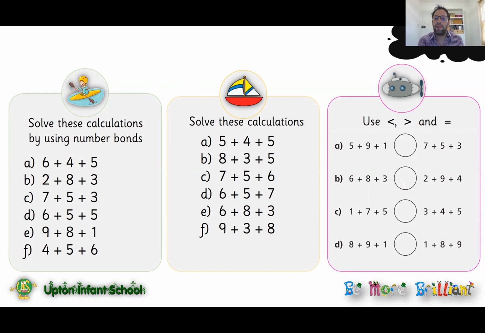Okay. And on to the final challenge. Well, you've got a few things to do here because you have got to solve both sides of those equations, and you can use either your doubling or your number bonds method of making 10 to find the answers. And then you've got to put in the more than, the less than, or the equal sign to show which equation is greater or less, or if they're equal.